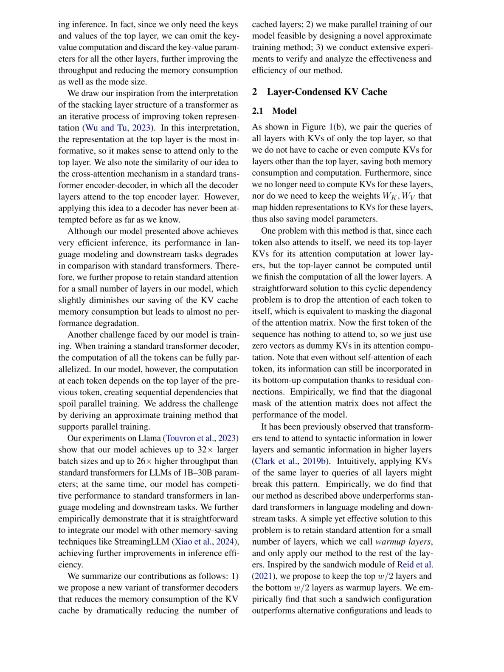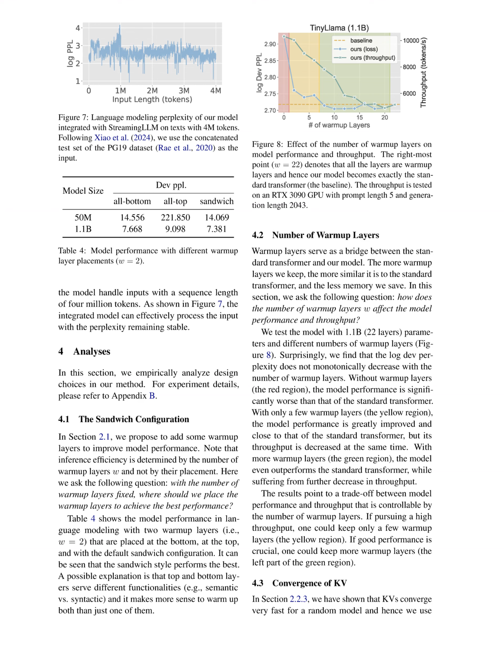The model achieves up to 32 times larger batch sizes and up to 26 times higher throughput than standard transformers for LLMs of 1B-30B parameters, while maintaining competitive performance in language modeling and downstream tasks. Furthermore, the method can be easily integrated with other memory-saving techniques, such as streaming LLM, to achieve further improvements in inference efficiency. The approach also offers flexibility in choosing the number and placement of warm-up layers, allowing for a trade-off between model performance and throughput based on specific requirements.